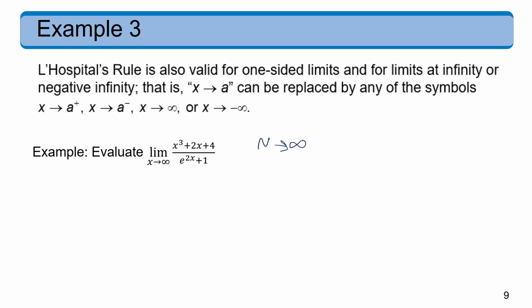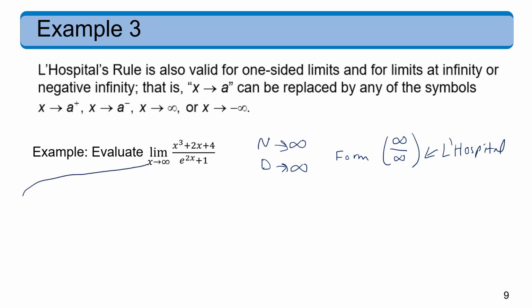Now let's look at the denominator. As x goes to infinity, the exponent gets bigger and bigger, which means e to the 2x gets really big. It's also going to go off to infinity, and plus 1 is still going off to infinity. So the denominator is also getting infinitely large. So the form, numerator and denominator both going to infinity, would be infinity over infinity. And this is one of the two forms where you can use L'Hopital's rule.